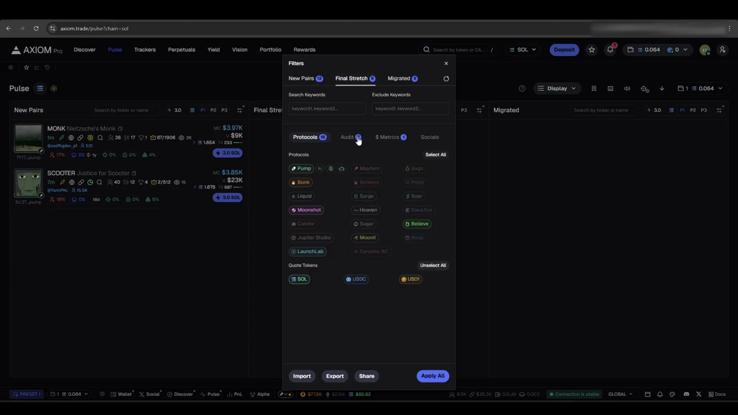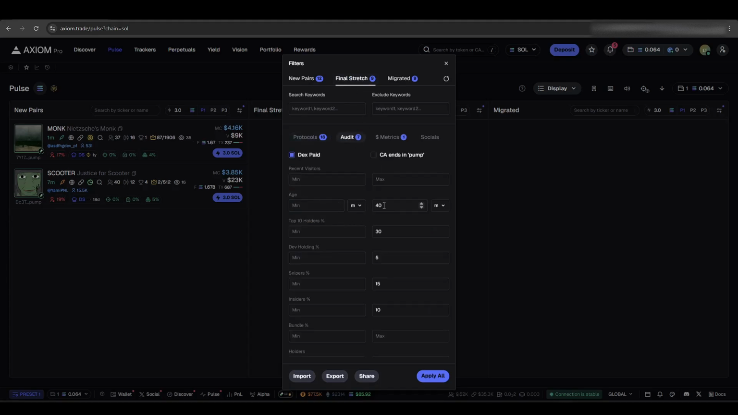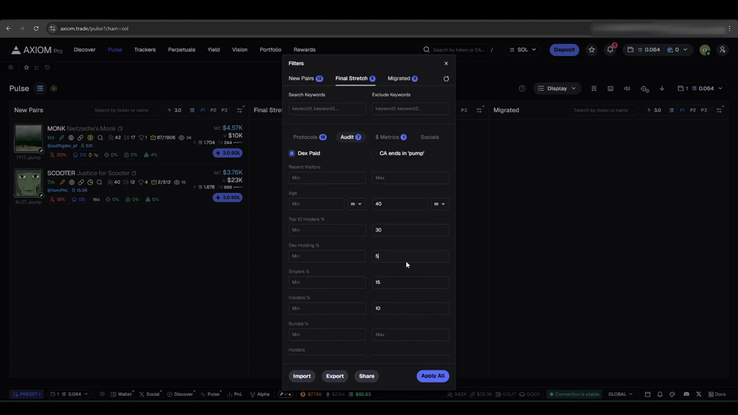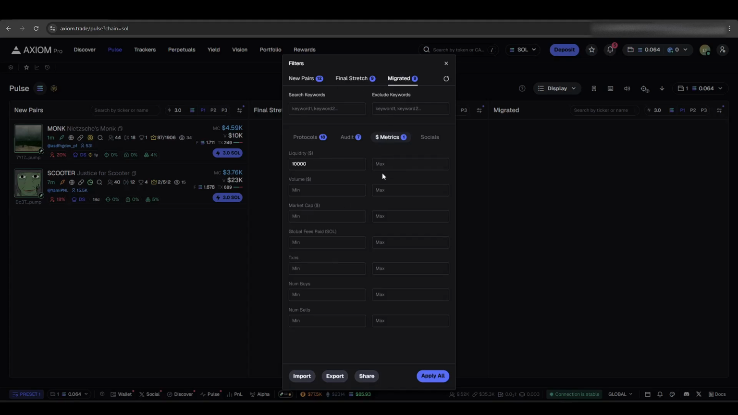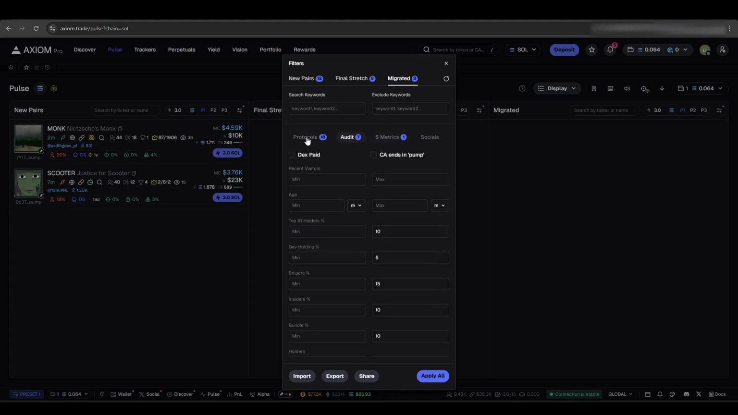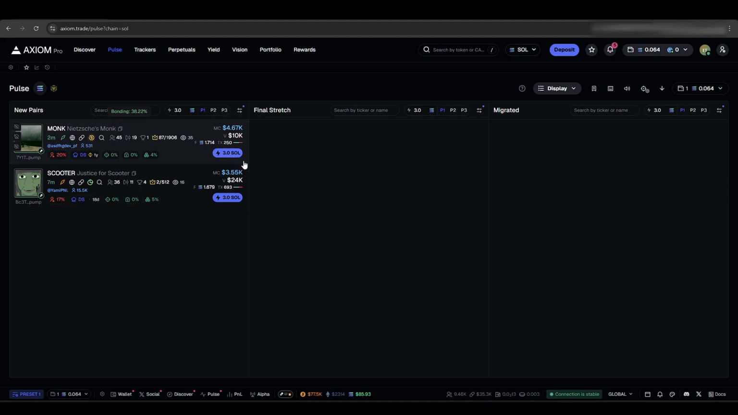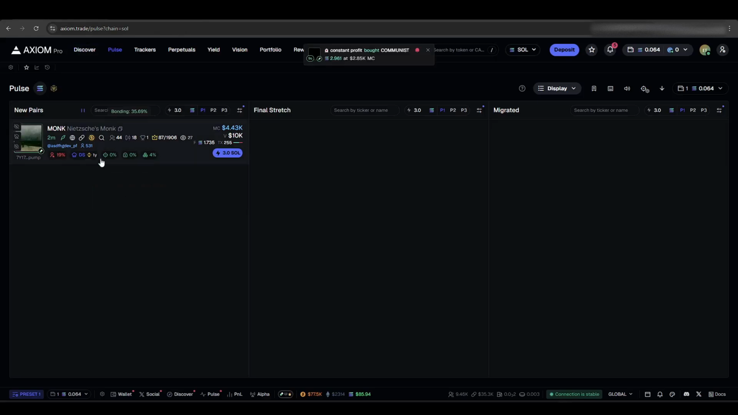Now for final stretch, it's a little bit different. Here we have a maximum age of 40 minutes, 30%, and so on and so forth. You can take a screenshot, or as I said, just import my settings, and then we have the same for migrated. There are also slightly different settings here. Either way, once we have this set up, you will see it looks different. If you open it for the first time, it will be full of coins here. Like this, we're already filtering to potentially good coins. Now let's open these two here, and let's have a look.